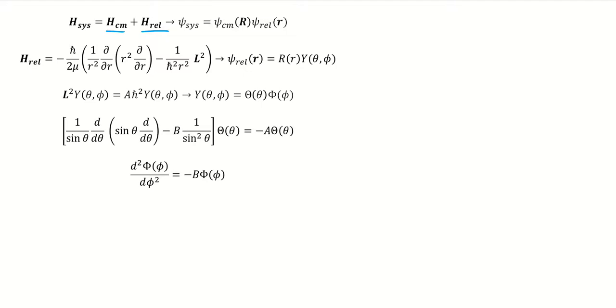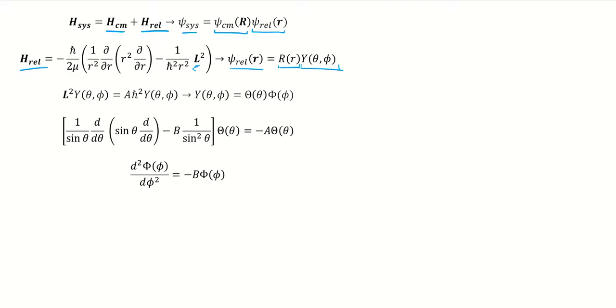What we did was we assumed that the wave function of our system would be split into two parts: the center of mass part of the wave function, and the relative position part of the wave function. When we did that, the relative Hamiltonian was written this way. We wrote it in terms of an angular momentum operator, and that gives us our relative eigenfunction, which we assumed again was separable into a radial part and an angular part, because the potential is spherically symmetric.